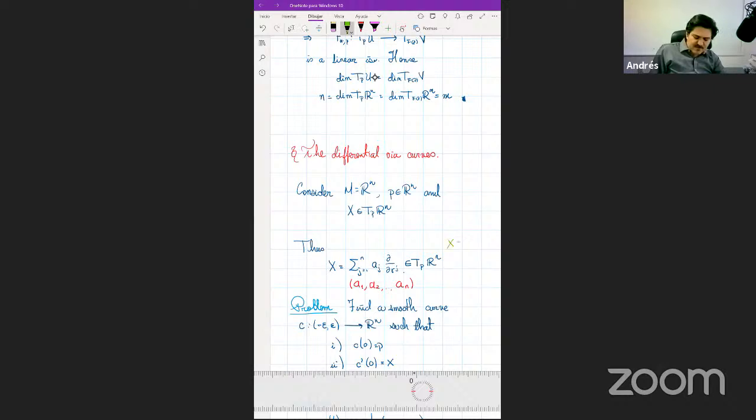Let's say, what about if x is this only? What's going to be a curve such that the derivative at the origin will give me that vector? Can you come up with an example? Maybe something like the identity. I don't know. So tell me, what is C of t?